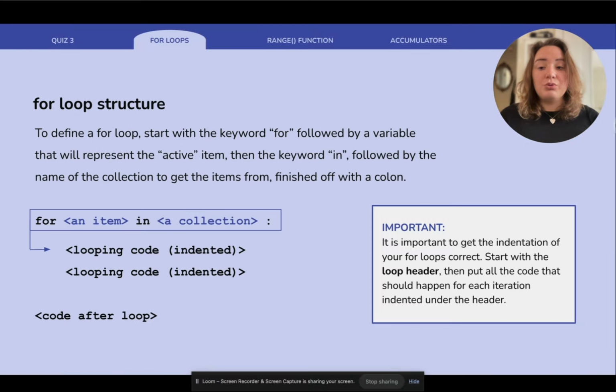If I was going to write this in Python code, the structure would look something like this. So the syntax for a for loop uses the keyword for and a new keyword called in.